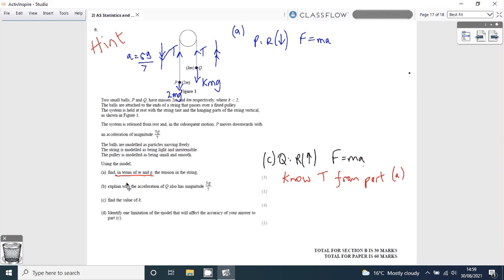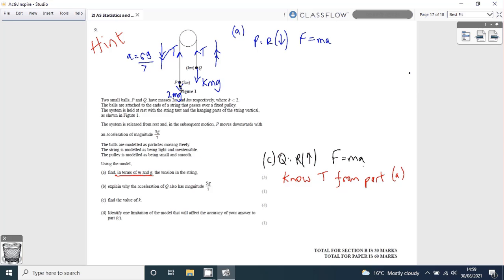Now for part A, we're being asked to work out the tension in the string in terms of m and g. So your final answers will have m and g in them. We can either resolve from the point of view of P or Q, but for part A you're going to have to do it from the point of view of P, because we can't do it from Q, as we would have 2 unknowns, both k and T.